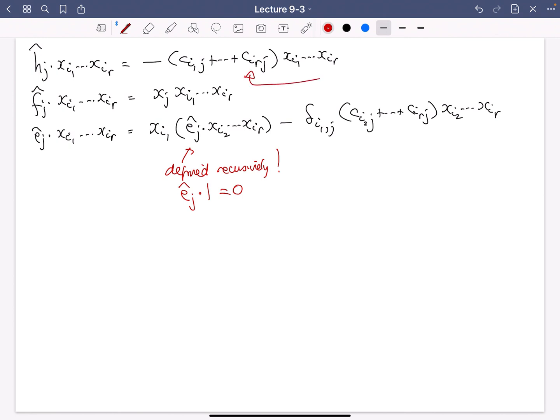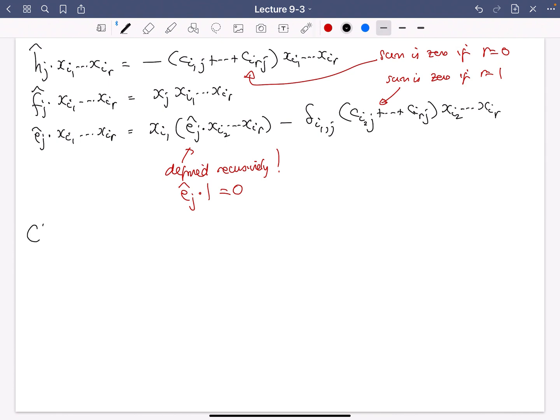I guess the other thing to note is that you have to interpret this sum, the sum of these c's. This sum is 0 in the case that r is 0. Right, so if that monomial is actually the identity in this algebra, hj hat on 1 is just 0. And similarly down here, you should interpret this sum as 0 in the case that r equals 1, because it's an empty sum then. Okay, so hopefully that makes this action clear.